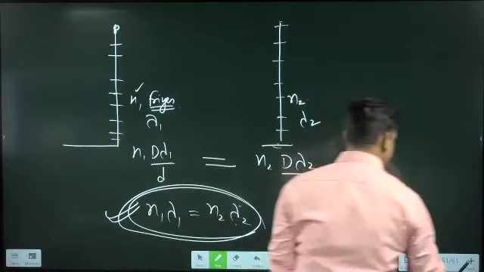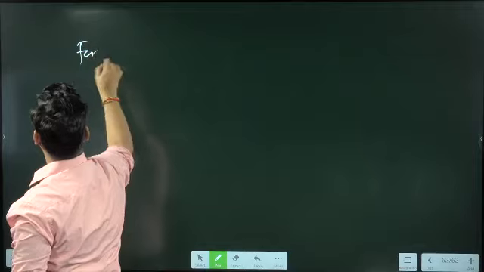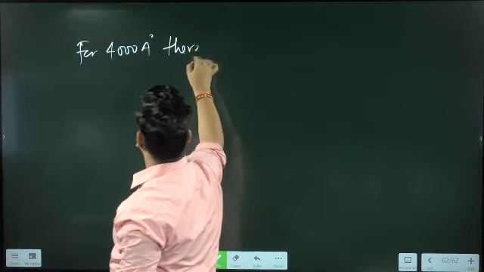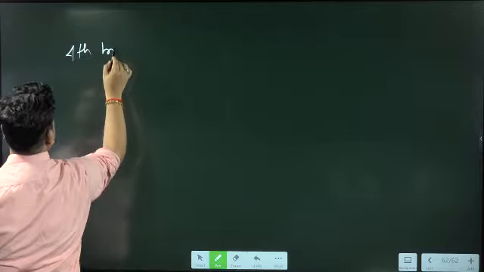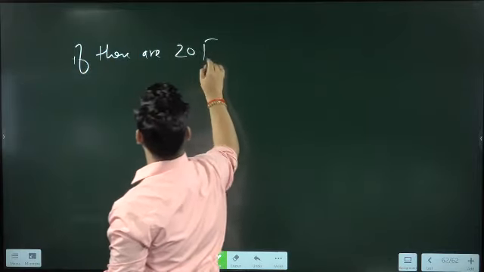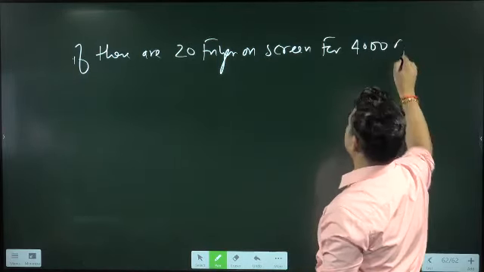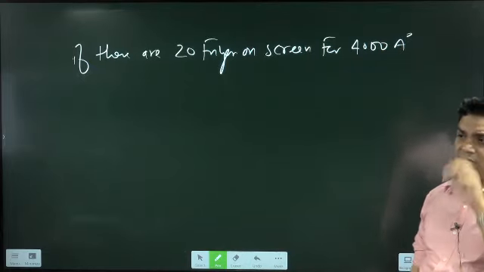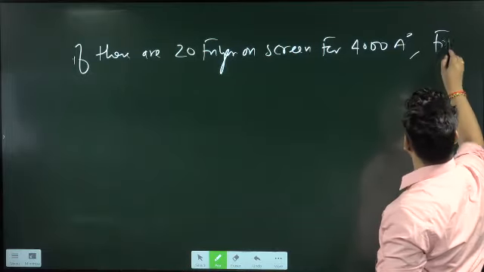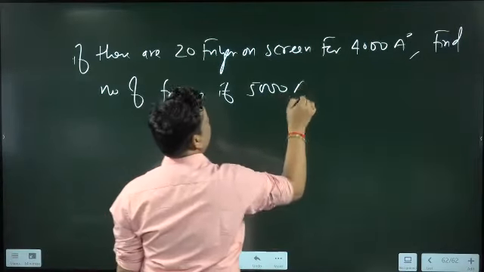Okay. Now we can do one question here based on this. Suppose, like in this one, for 4000 angstrom, first we can do this one: if there are 20 fringes on screen for 4000 angstrom, find the number of fringes if 5000 angstrom light is used.